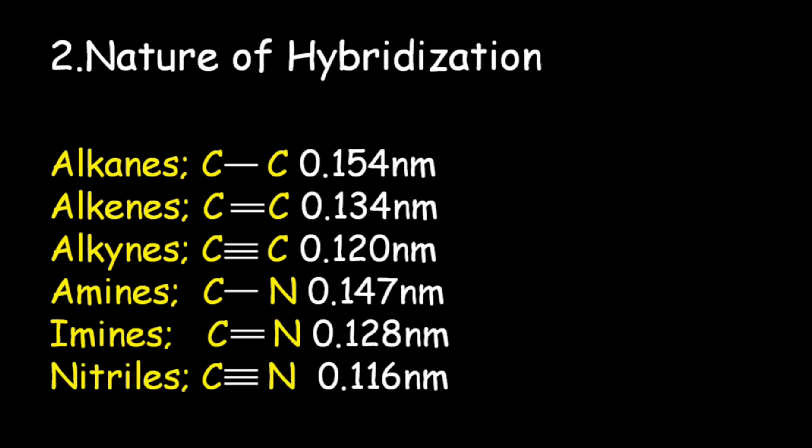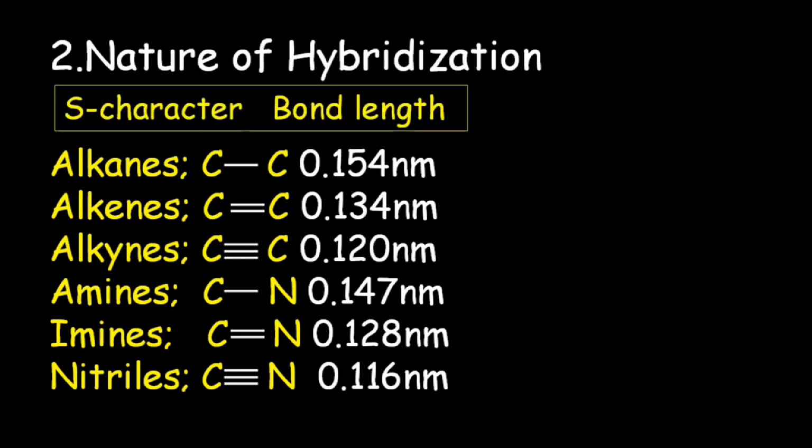As the s character is increasing, which contributes to the polarity of a molecule, the two atoms in a molecule are held closer, decreasing the bond length. This is the reason that when the bond is changing from single to double and triple, the bond length is decreasing. We can say that as s character increases, the bond length decreases.